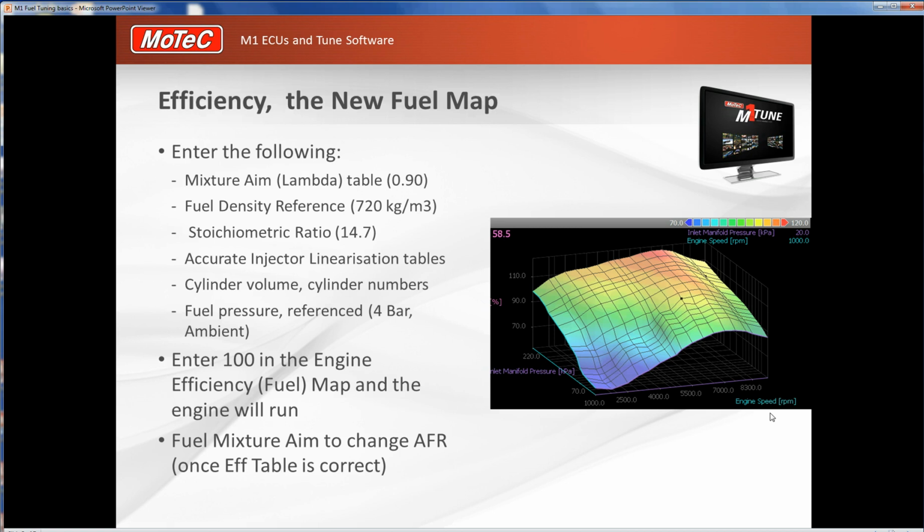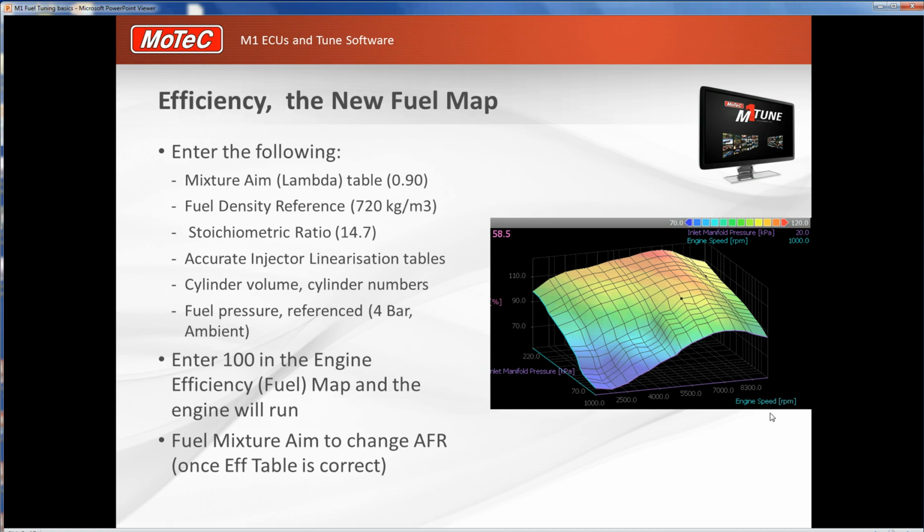There are actually lots of other tables that contain fuel mixture aim values, and in a different webinar that you can view later, there will be an explanation of how that all works, how the M1 chooses in fact the richest of any of the relevant tables to come up with a final fuel mixture aim for the calculation.